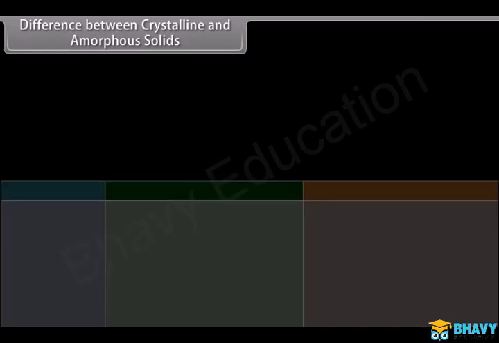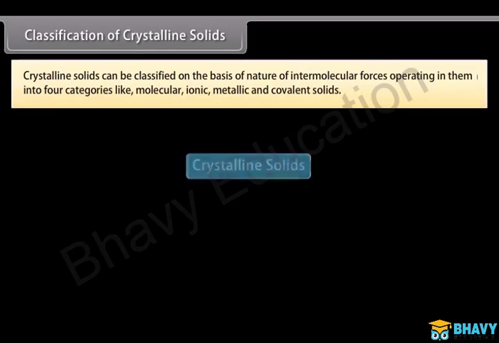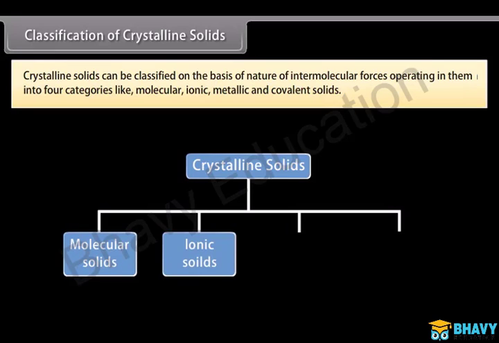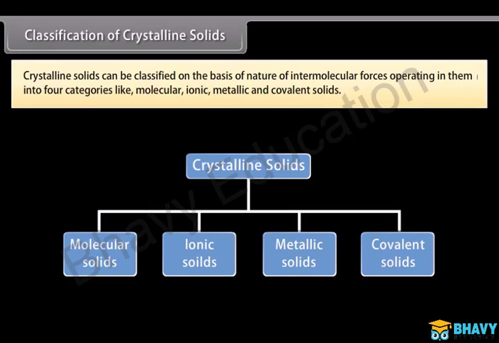Difference between crystalline and amorphous solids. Classification of crystalline solids. Crystalline solids can be classified on the basis of nature of intermolecular forces operating in them into four categories like molecular, ionic, metallic, and covalent solids.